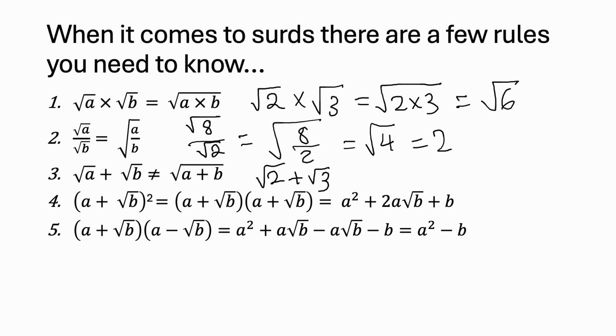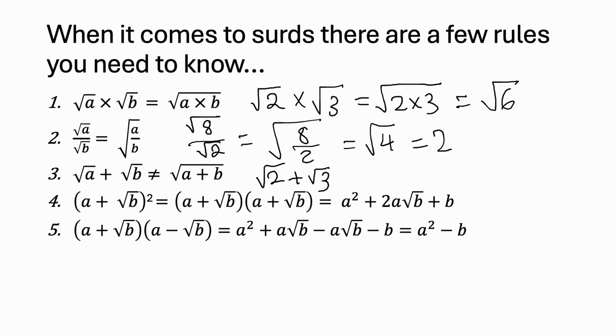Then if you have brackets a plus root b, bracket squared, remember you have your double brackets, and you would normally do the same method that you would do when expanding double brackets, your FOIL method or your multiplication table method. And once you expand it out, you would get an answer of a squared plus 2a root b plus b.